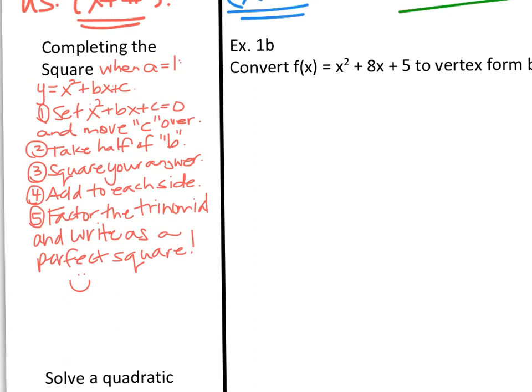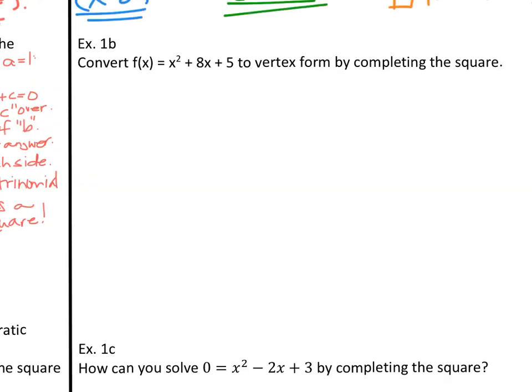Let's try a couple of examples. It says convert f of x equals x squared plus 8x plus 5 to vertex form by completing the square. So currently, our function is in standard form. And what we'll do is we'll follow the complete the square process and write it in vertex form when we're done. Step 1, set the equation equal to 0.